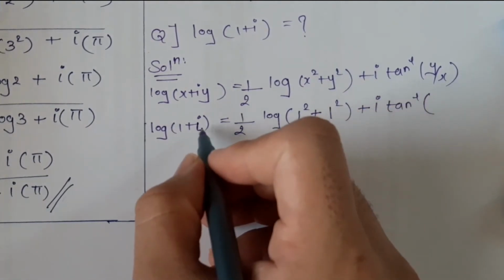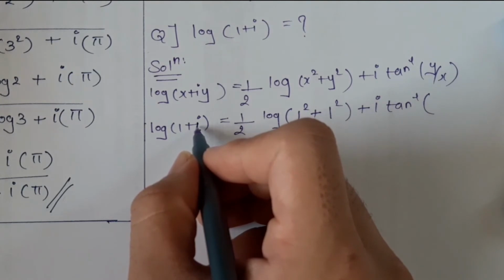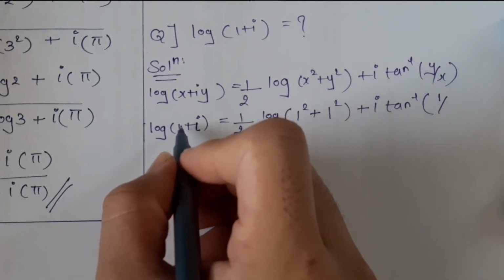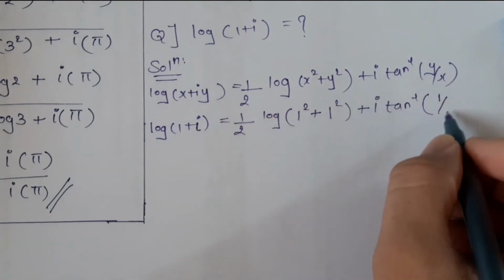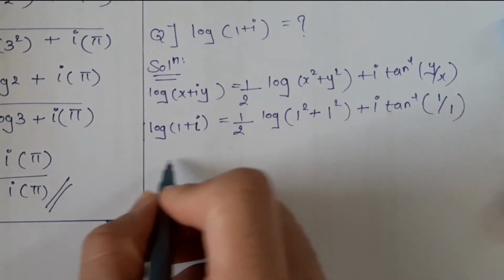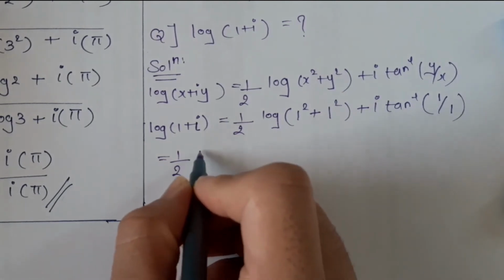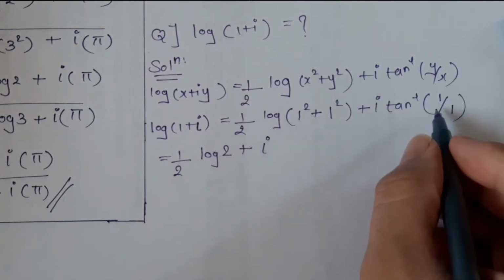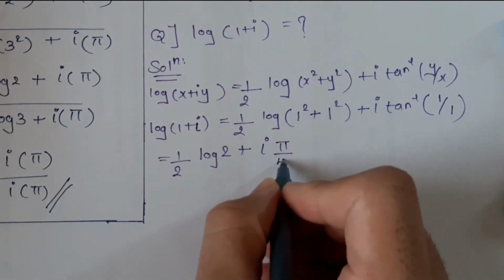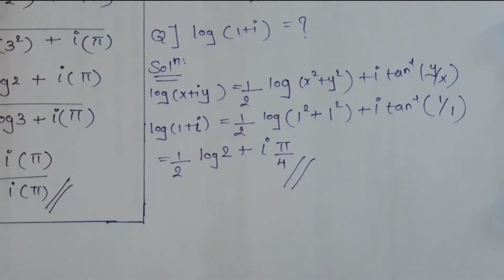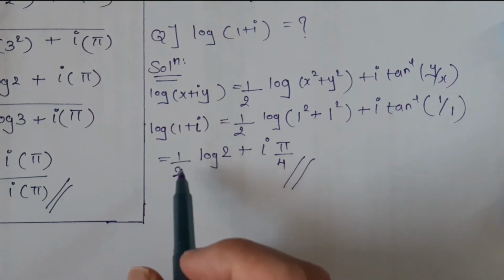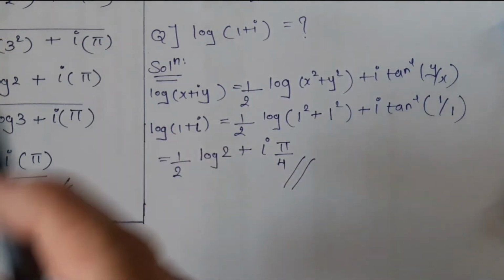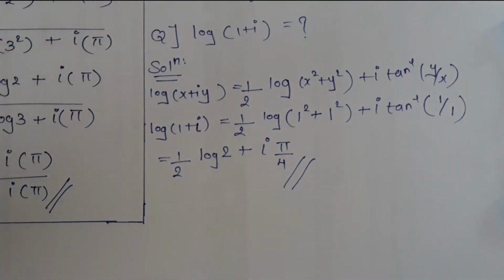Y is the coefficient of the imaginary part. So here the coefficient of i is 1, so here 1, and x is also 1. So we will write 1. Okay. So it is 1 by 2 into log 2 plus i into tan inverse of 1, which will be pi by 4. Okay, so this is the answer. That is, log of 1 plus i equals 1 by 2 into log 2 plus i into pi by 4. Okay, so this is all about the logarithm of a complex number.